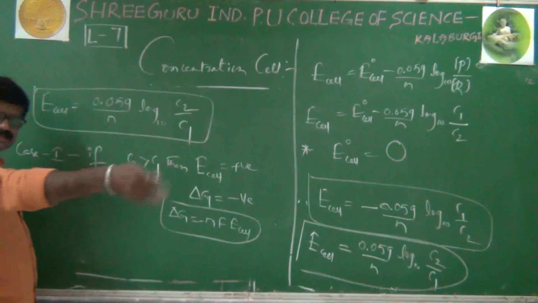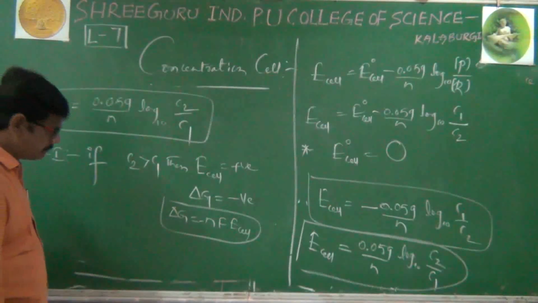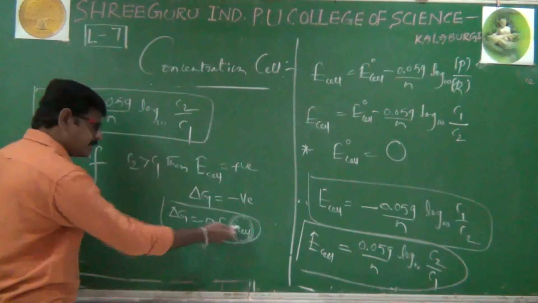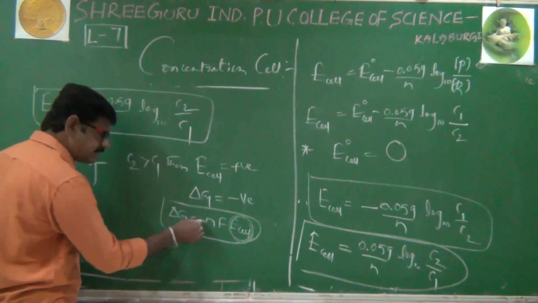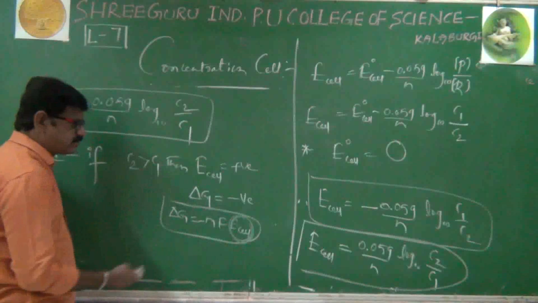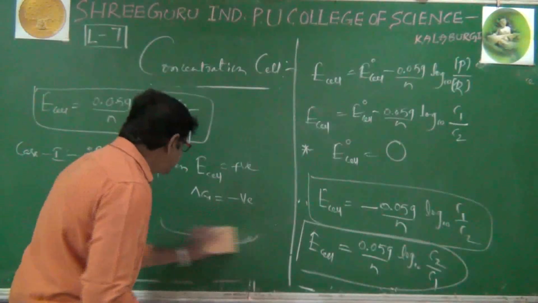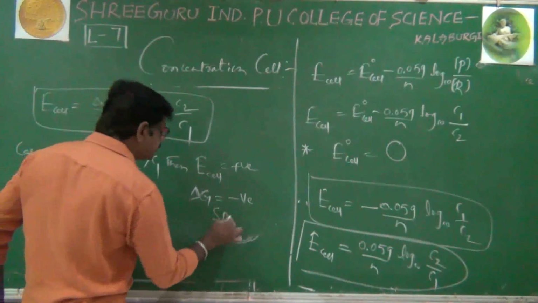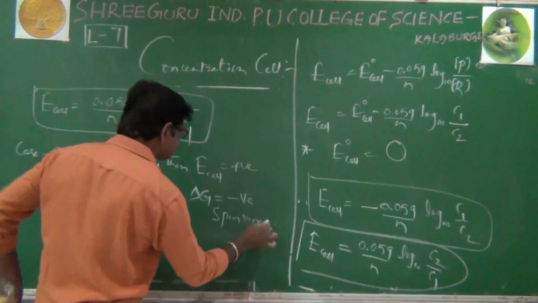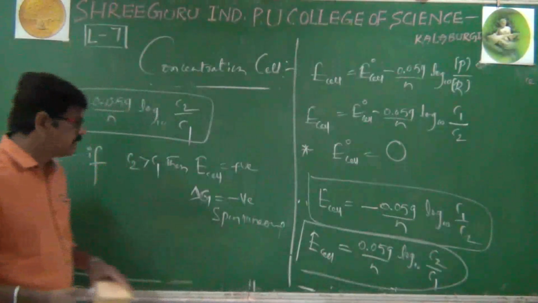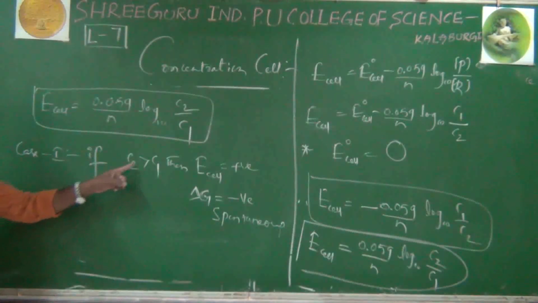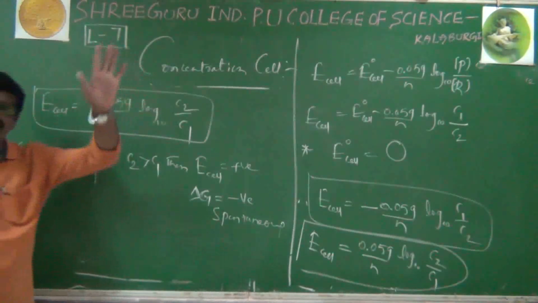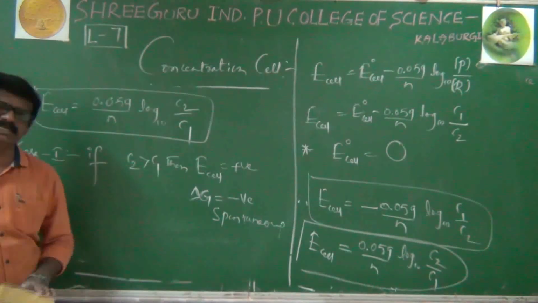That formula we will discuss in the next classes, of course. It means if the E cell value is positive, then since the minus n is there in the formula, delta G you will get negative. If delta G is negative, then this process is a spontaneous process. Spontaneous process means when C2 concentration is more than C1, the cell reaction takes place on its own. That is nothing but a spontaneous process.